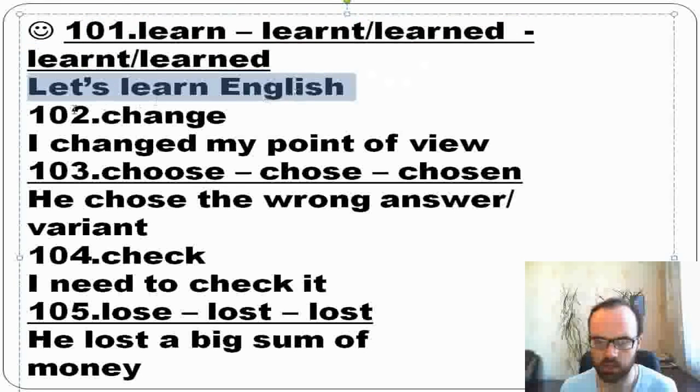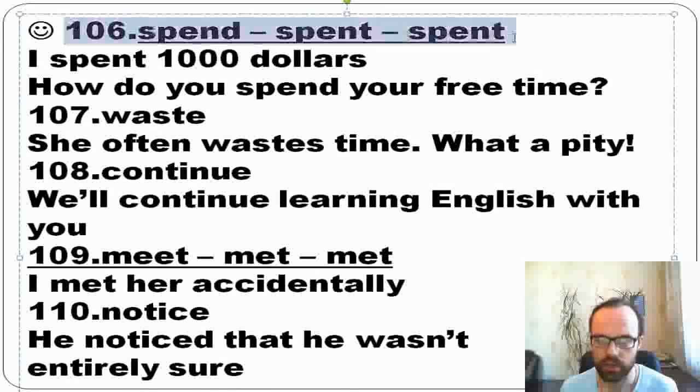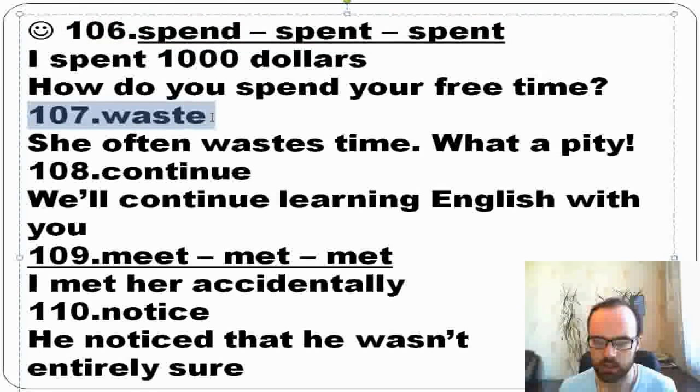Let's learn English. Change. I change my point of view. Choose, chose, chosen. He chose the wrong answer. He chose the wrong variant. Check. I need to check it. Lose, lost, lost. He lost a big sum of money. Spend, spent, spent. I spent $1,000. How do you spend your free time? Waste. She often wastes time. What a pity.